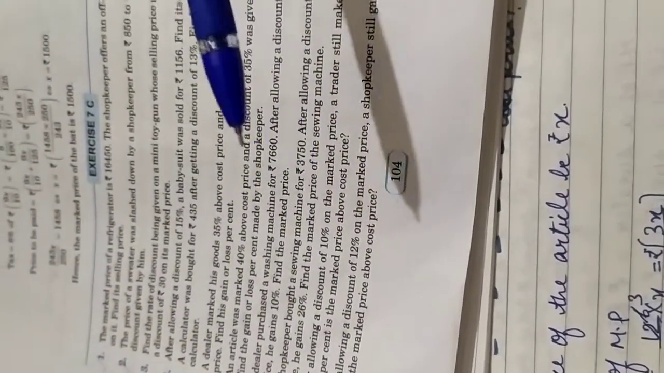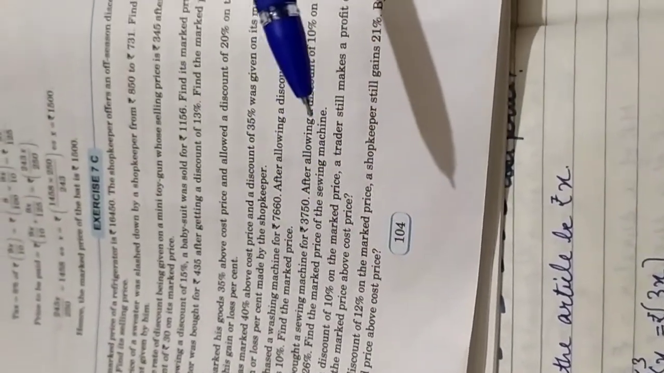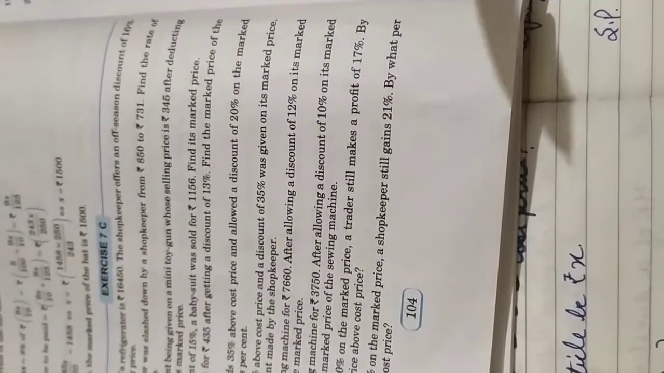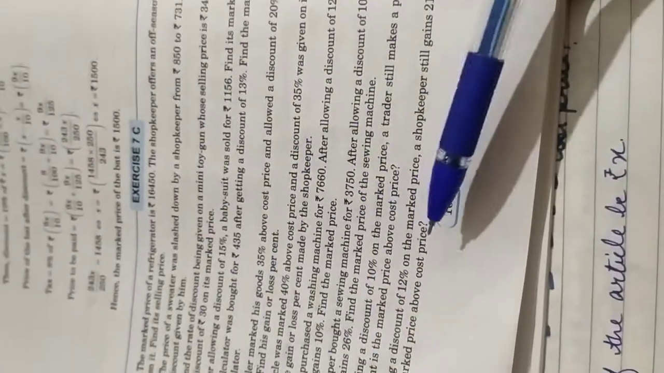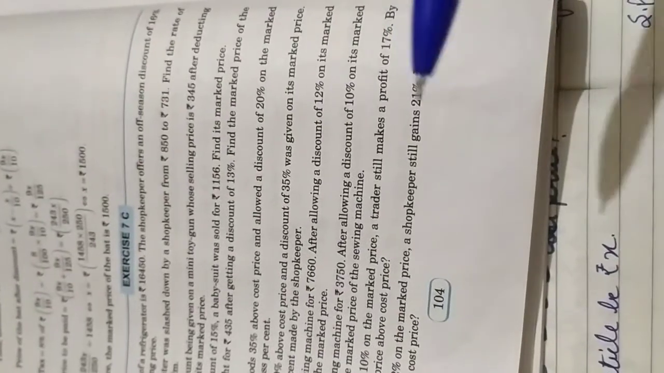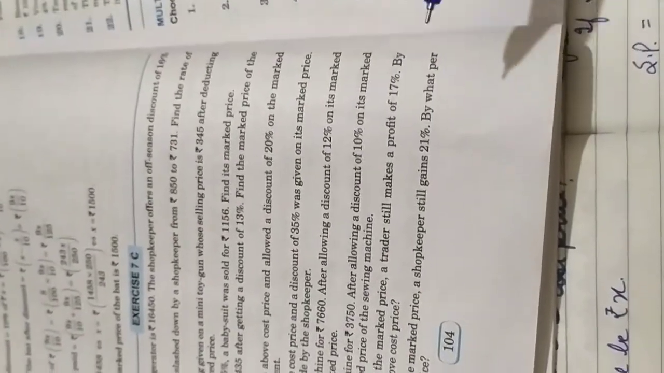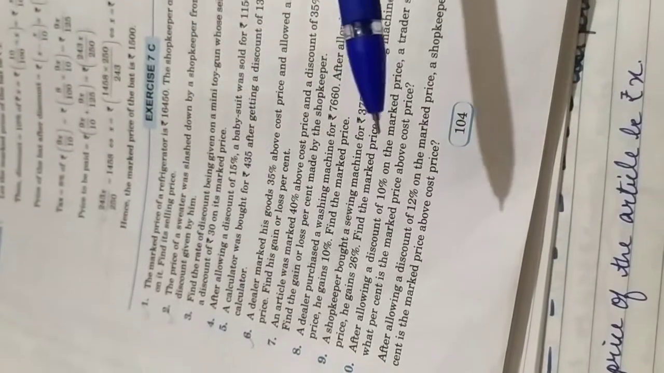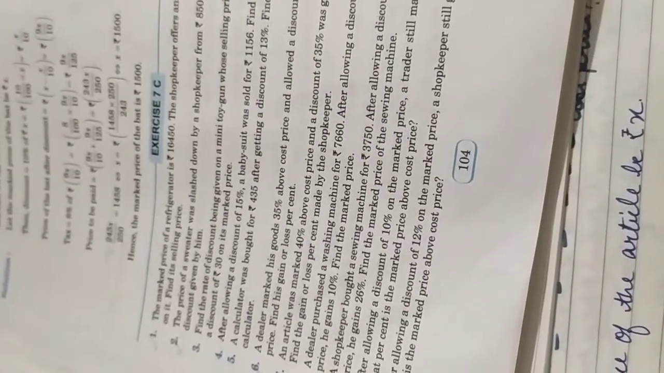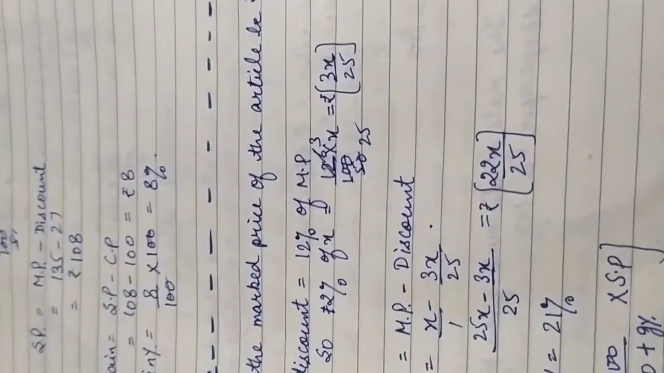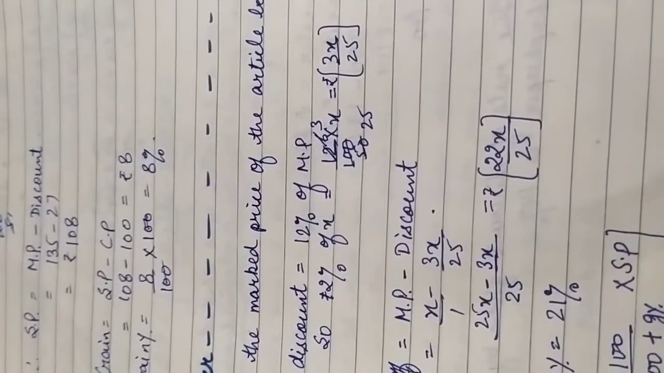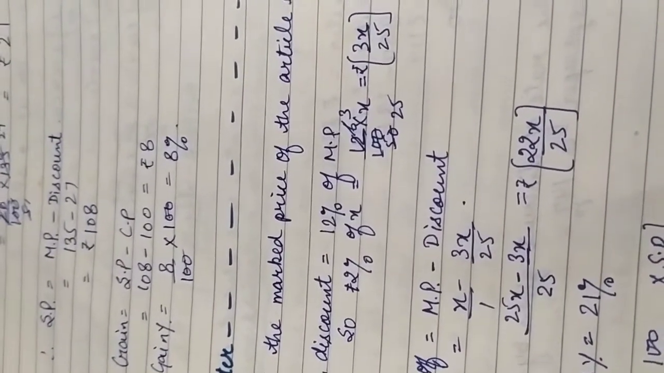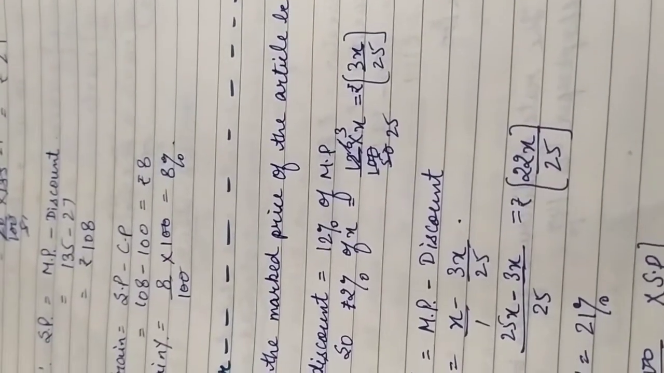After allowing a discount of 12% on the marked price, a shopkeeper still gains 21%. Means even after giving this discount, how much gain is he getting? 21%, isn't it? By what percent is the marked price above cost price? Okay. So after giving 12% discount on marked price, first we have to assume the marked price because we don't know the marked price, then only we can find out the discount.